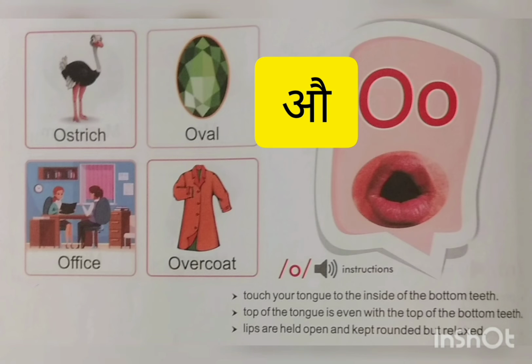Phonic sound of O is O. O for ostrich. O for owl. O for office. O for overcoat.